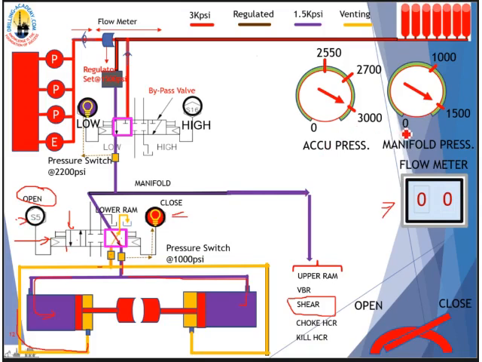We already said that. The accumulator pressure and the manifold pressure gauges all drop. The pumps will run to charge up the system. And then the accumulator pressure gauge and the manifold pressure gauge will come back up and the flow meter will stop running. The valve handle will shift from closed to open.